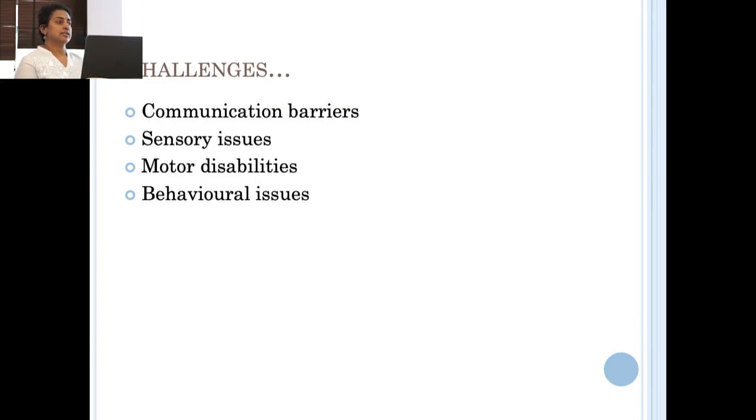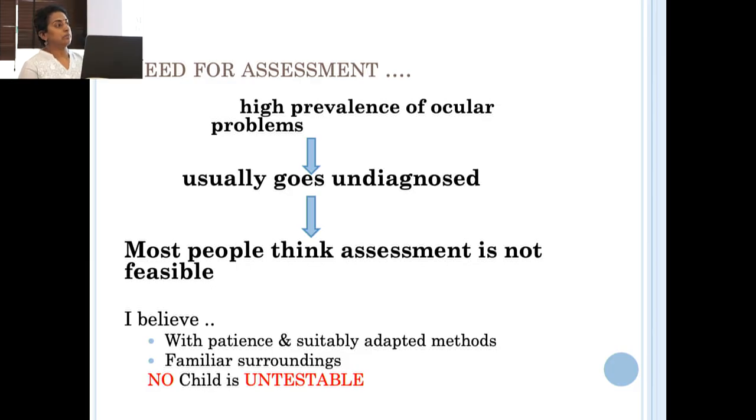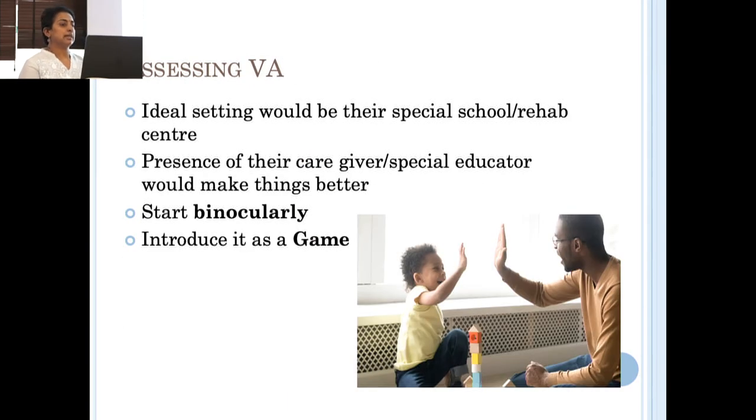Children with special needs have certain additional challenges apart from your typically developing children, like they may have communication barriers, sensory issues, motor disabilities, short attention span, etc. But the prevalence of ocular impairment is very high in this group, and it often goes unnoticed or undiagnosed because most of them think that it is very difficult to assess these children. But in my experience, I believe with patience and with modified conventional techniques and in familiar surroundings, no child is untestable. So I will start with assessing visual acuity.